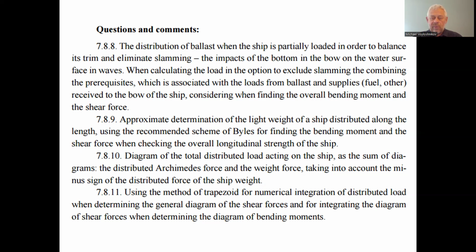The lightweight of the ship is like three parts of a trapezoid shape. The middle part is of rectangular shape, and the bow and the aft parts are of trapezoid shape, so the shapes of the diagram. And recommended as well are magnitudes of the linear distribution of the load by the Biles.